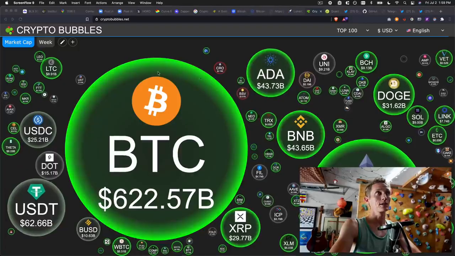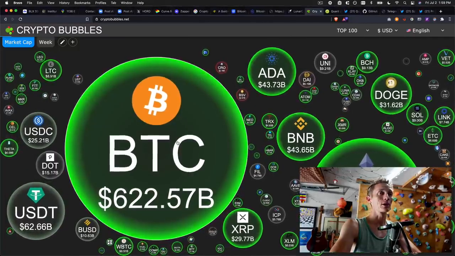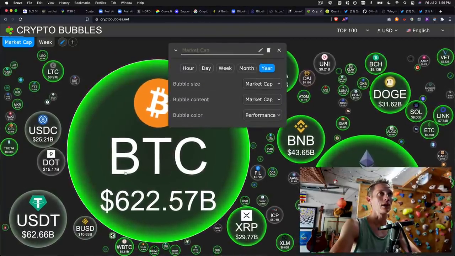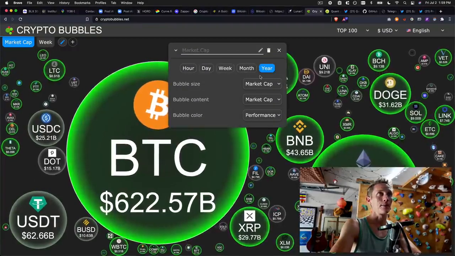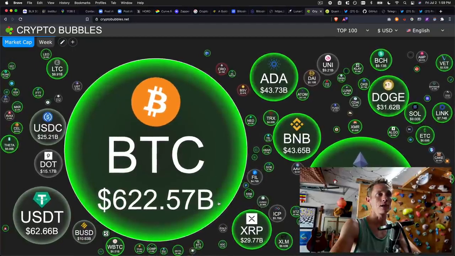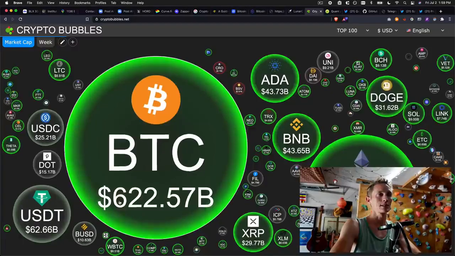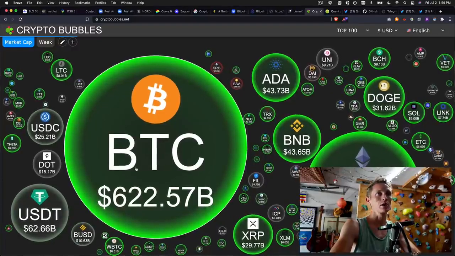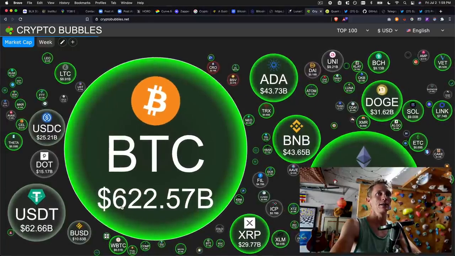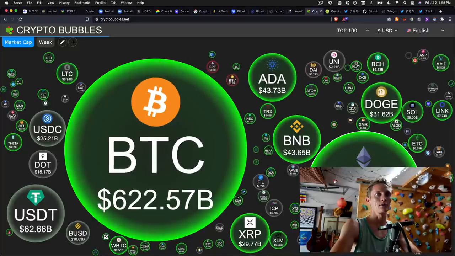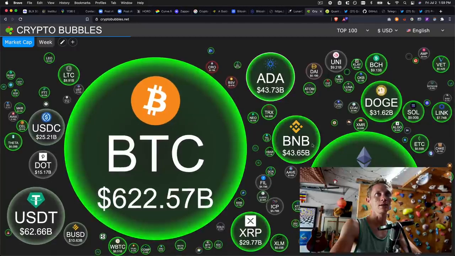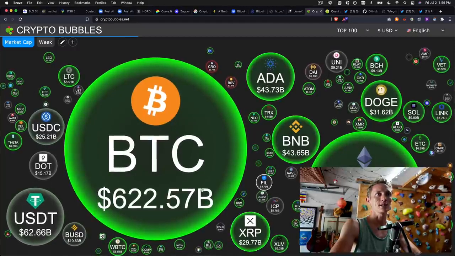I am sitting here looking at one of my favorite market visualizations, cryptobubbles.net. I have this set to show me the different cryptos in the space by their market cap. So the size of these bubbles actually shows the amount of money that is in that project, the market cap of that project, and we can see what we already know, that Bitcoin is the biggest project by a lot. It is over 2 times the size of Ethereum, the next closest. And we've got these other projects, BNB and ADA and Doge and XRP as kind of satellites around Bitcoin.